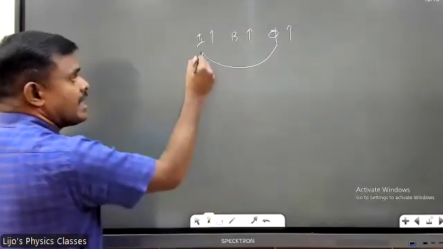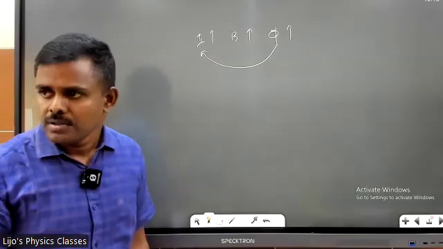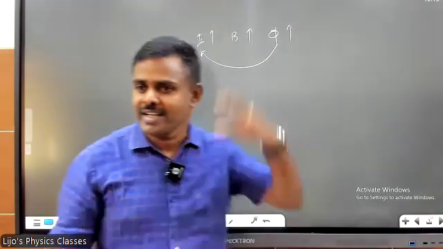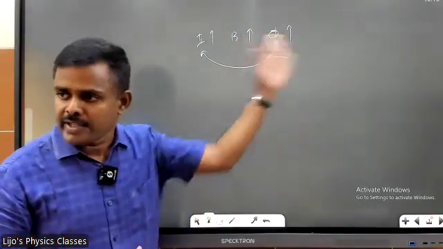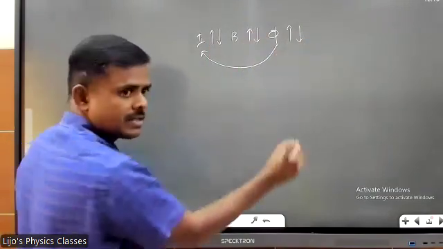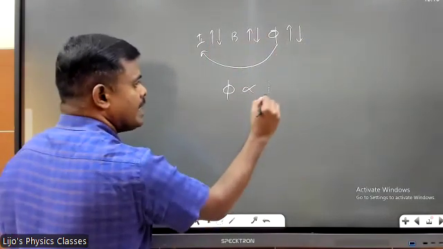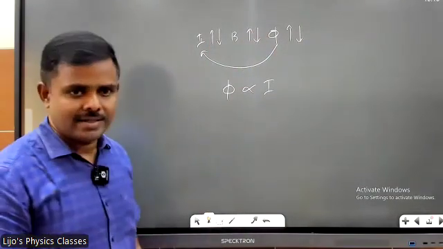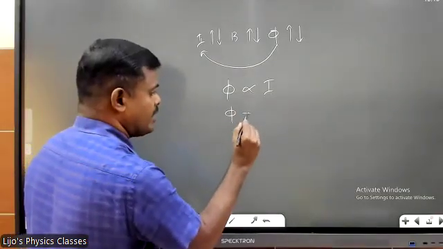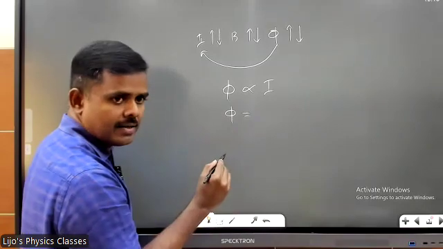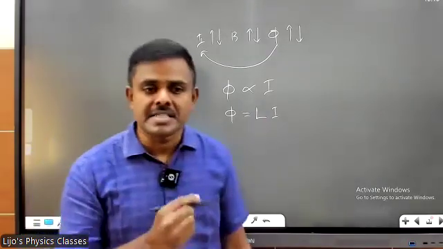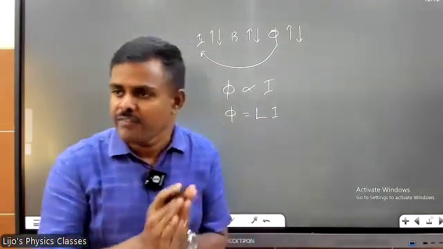Anyway, I can say these are related. What kind of relation? Direct proportionality, right? Because when the current increases, field increases, flux increases. Current decreases, field decreases, flux decreases. So I would say flux is directly proportional to current. To remove the proportionality, we put a constant L into I. This L is called self-inductance.